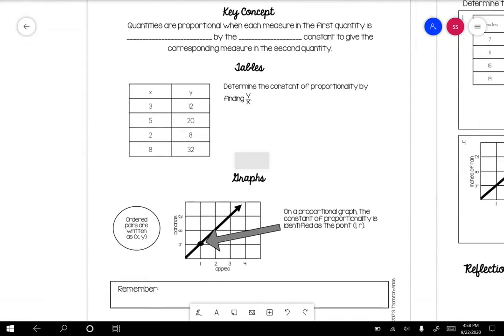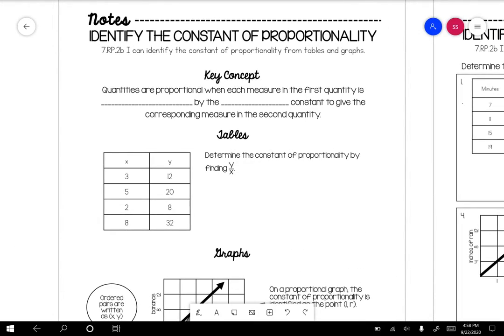So let's start here. Identify the constant of proportionality. So the key concept here is quantities are proportional when each measure in the first quantity is multiplied by the same constant to give the corresponding measure in the second quantity. So keyword there is constant. Remember, constant is the same thing as unit rate. Okay, same thing as unit rate.